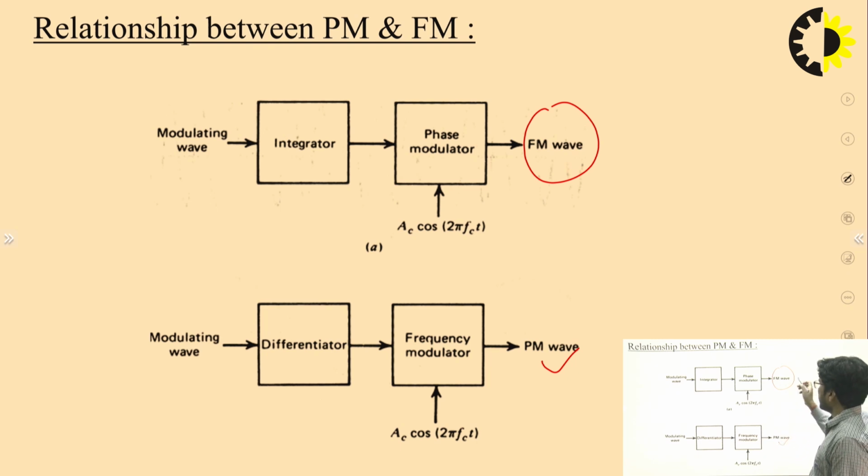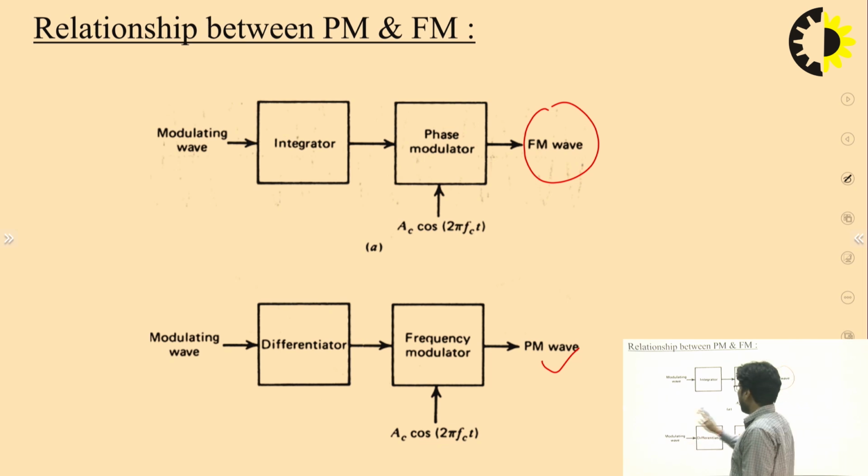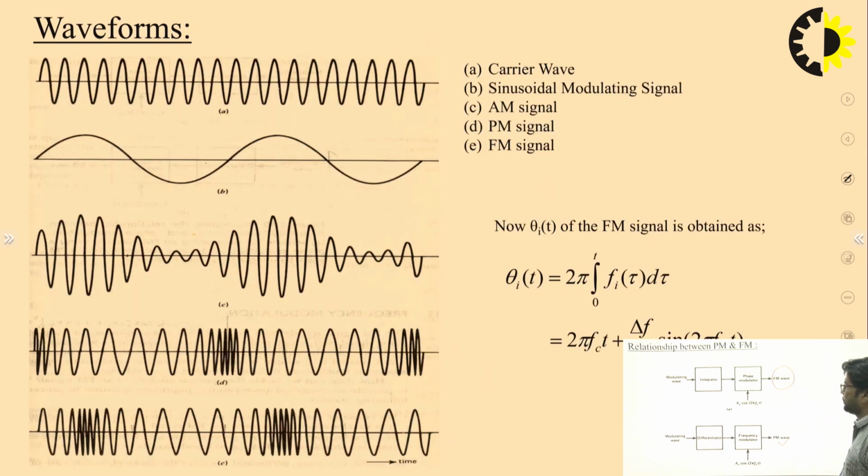So for frequency modulation, first you have to pass the signal through the integrator, and for phase modulation, first you have to pass the signal through the differentiator. Then you will get the relationship between phase modulation and frequency modulation as well.